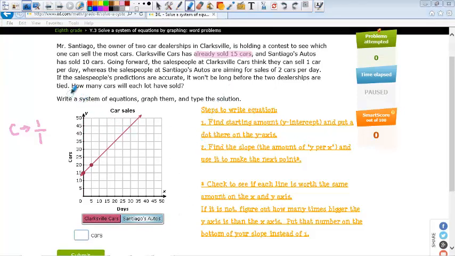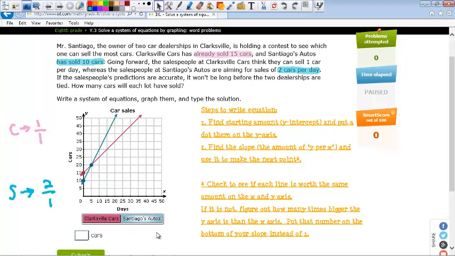Now to make our line for Santiago's Autos, we'll find the starting amount. So Santiago's Autos has sold 10 cars to start out. So our point goes at 10. And then their slope, the amount of cars per day, is 2 cars per day. So Santiago's Autos slope is 2 cars per day. And since we have the same numbers for each line for the y and the x axis, then we just use our slope of 2 over 1 for Santiago's Autos. And so our next point would go right here.